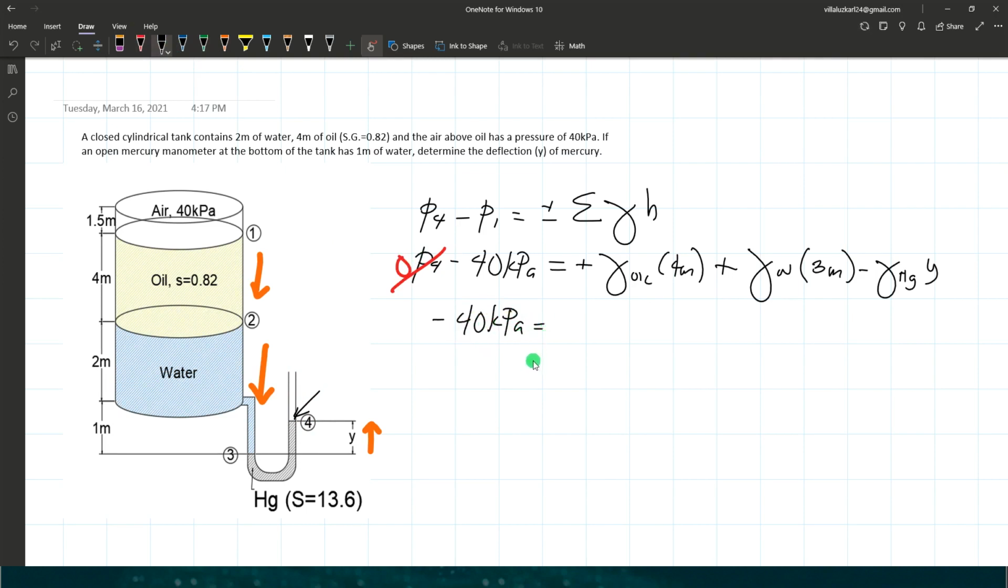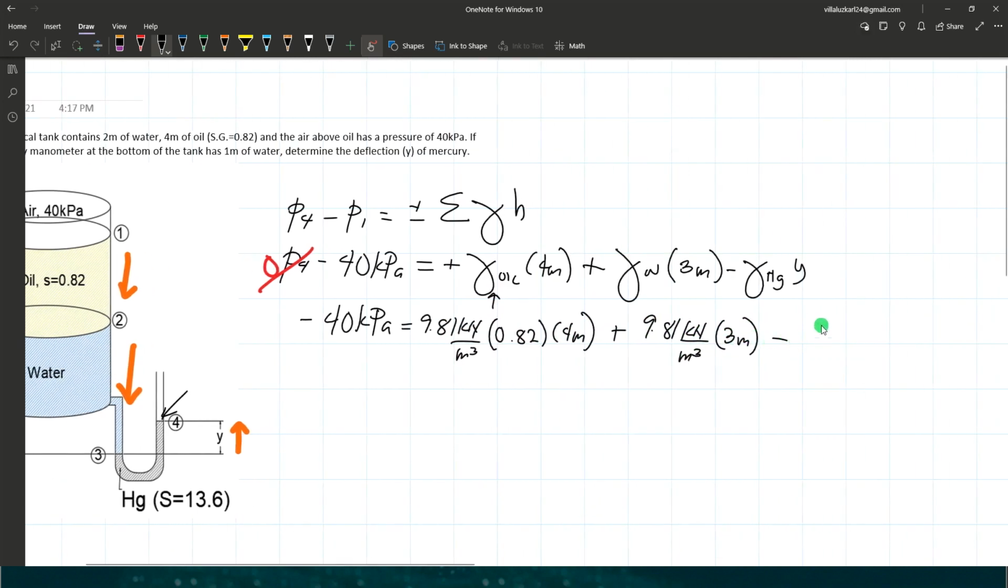Okay, negative 40 kilopascal is equal to the unit weight of oil. 9.81 kilonewtons per cubic meter, that's the unit weight of water, multiplied by the specific gravity of oil, which is 0.82, in order to have the unit weight of oil, times 4 meters, plus 9.81 kilonewtons per cubic meter times 3 meters, minus 9.81 kilonewtons per cubic meter times 13.6 specific gravity times y.